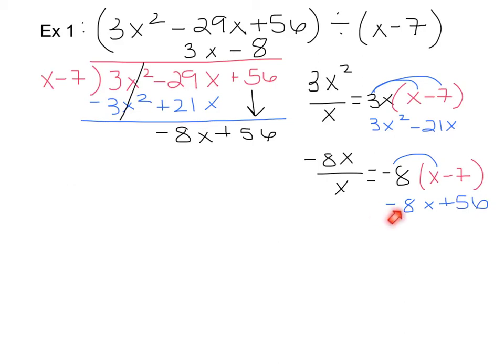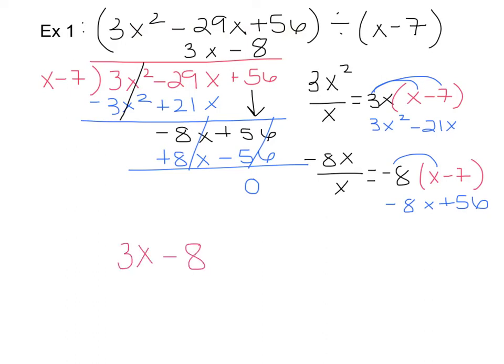And then remember, when you go to write this over here, you have to change both of their signs. So instead of negative 8x, it becomes positive 8x. Instead of positive 56, it becomes minus 56. Cancel, cancel, you get a remainder of 0. Every time you get a remainder of 0, that means that x minus 7 is a factor of this, okay? If you didn't get a remainder of 0, you would say that it's not a factor. So when you take 3x squared minus 29x plus 56, and when you divide it by x minus 7, you get 3x minus 8, which is a factor of 3x squared minus 29x plus 56. This is your final answer.